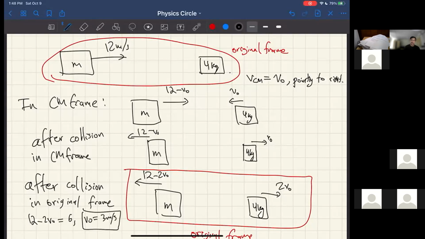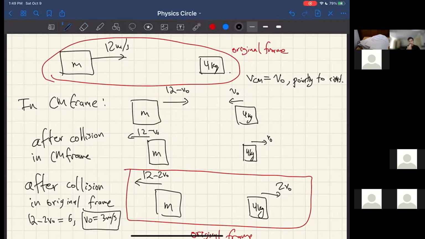If you haven't seen this idea before, it can be very confusing, especially translating between frames and getting the right answers for the velocities in the new frame of reference. But practicing this is good because then collision problems become a lot more intuitive. If you're familiar with this, then you can very quickly just solve 12 minus 2v0 equals 6 directly and get v0 equals 3 without having to set up a much more complicated system of equations.